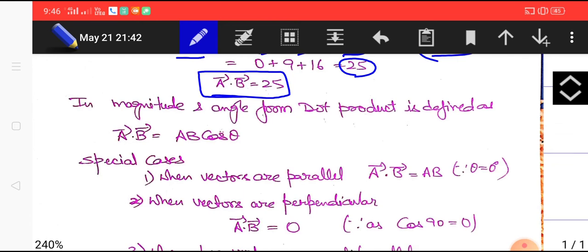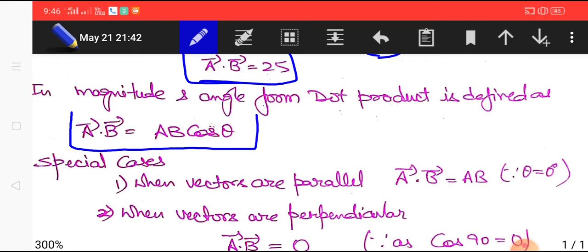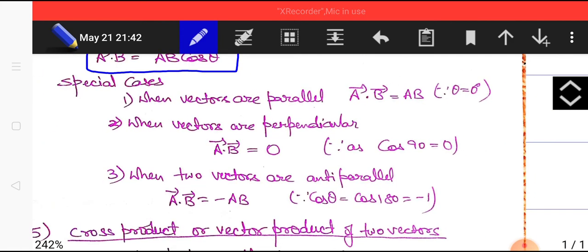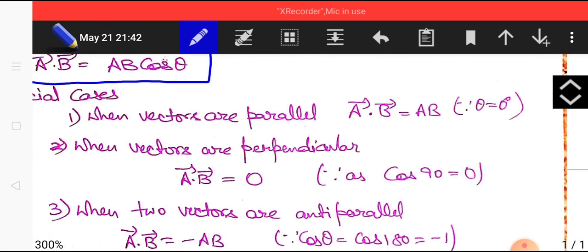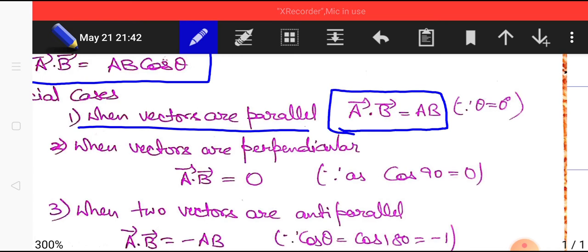In magnitude form, if the magnitude of vectors is given and the angle between them is given, the formula of a dot b is ab cos theta. There are a few special cases as per this formula, like when vectors are parallel, their dot product must be equal to AB, the product of their magnitudes, because when they are parallel, the angle is 0 and we know that cos 0 is equal to 1, so A dot B becomes AB.